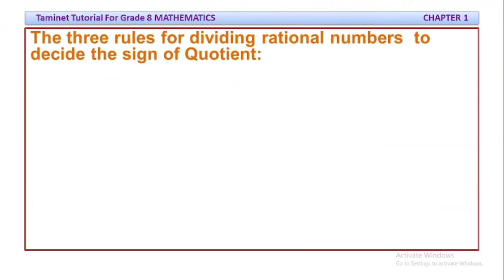The 3 rules of dividing rational numbers to decide the sign of the quotient.